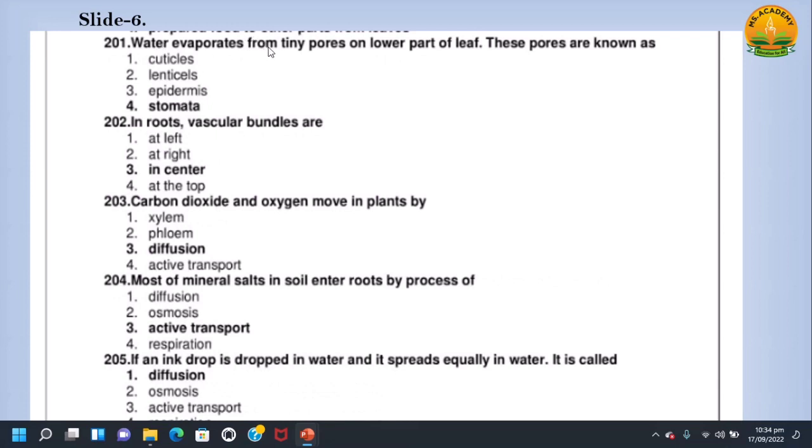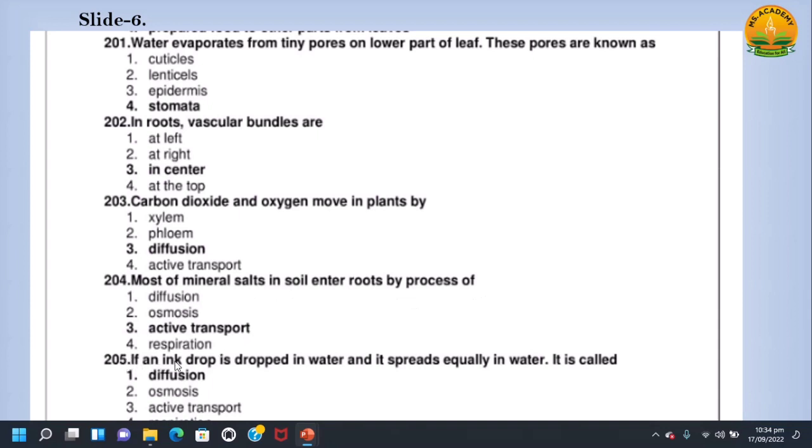Water evaporates from tiny pores on the lower part of the leaf. These pores are known as, right option is 4, stomata. In roots, vascular bundles are, right option is 3, in center. Carbon dioxide and oxygen move in plants by, right option is 3, diffusion. Most of the mineral salts in soil enter roots by the process of, right option is 3, active transport.